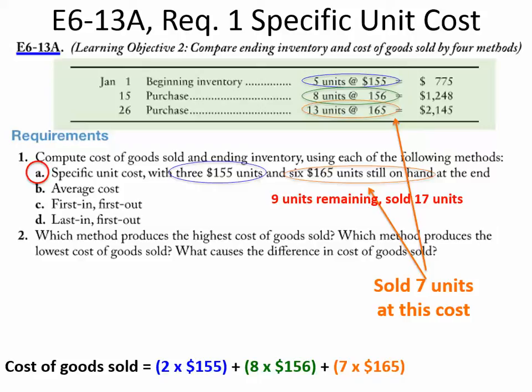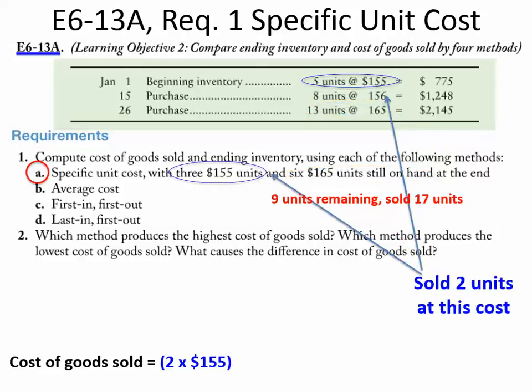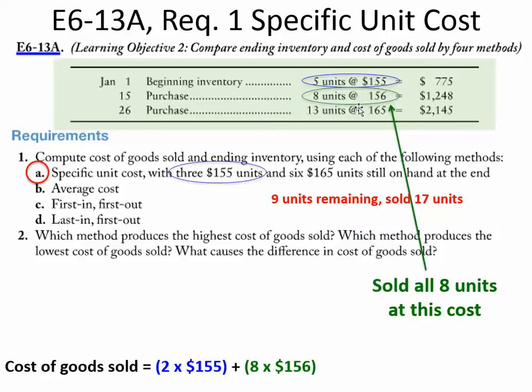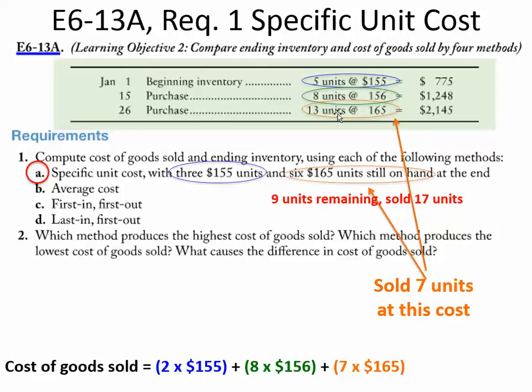So again, let me go back. Do that again. So it tells us specific unit says we have 3 of the 155 units left. So if we have 3 of the 155 units left, we started with 5 of them, we had to have sold 2. So cost of goods sold, 2 times 155. Plus now, we don't have any of the $156 units left, so we sold all of those. So 8 times 156 down in cost of goods sold. And then finally, we had 13 units of the $165 ones. It says we have 6 still left, so that means we had to have sold 7 units at that cost.